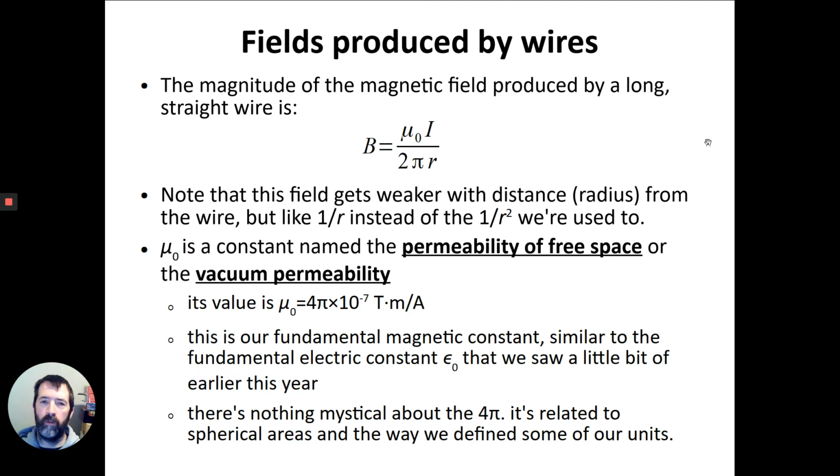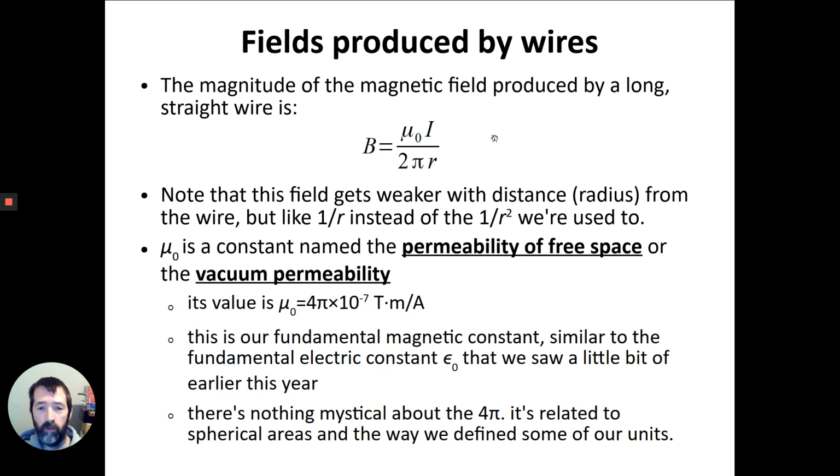So the strength of that magnetic field gets weaker as you move away from the wire, which is probably not too much of a surprise to you. The formula that describes it is here. Remember, B is the symbol for magnetic field, I is the amount of current, R is the distance to the wire where you want to measure the field. And so as R goes up, B goes down, which means that the field gets weaker when you move away.